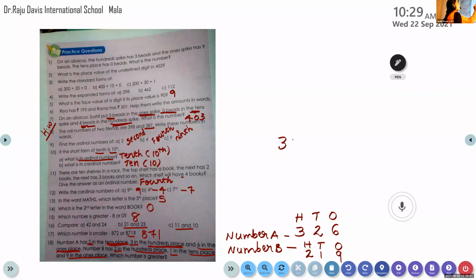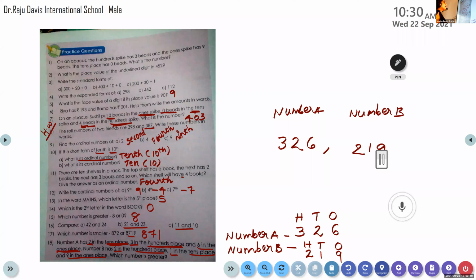326, 290. This is number A. Is this right? No need to write this. Please listen now. Only the answer you have to write. Number B, 290. So which number is greater? 326 or 290? My dear children, which one is greater? 326 or 290?